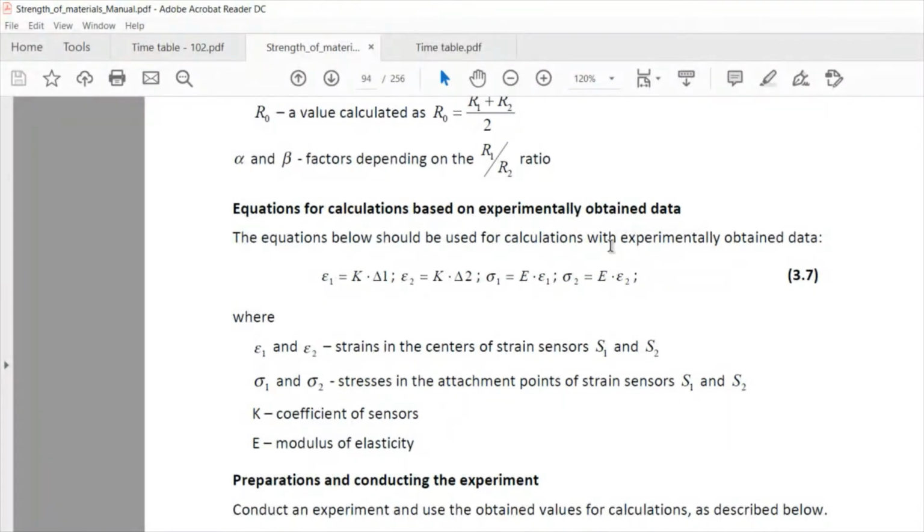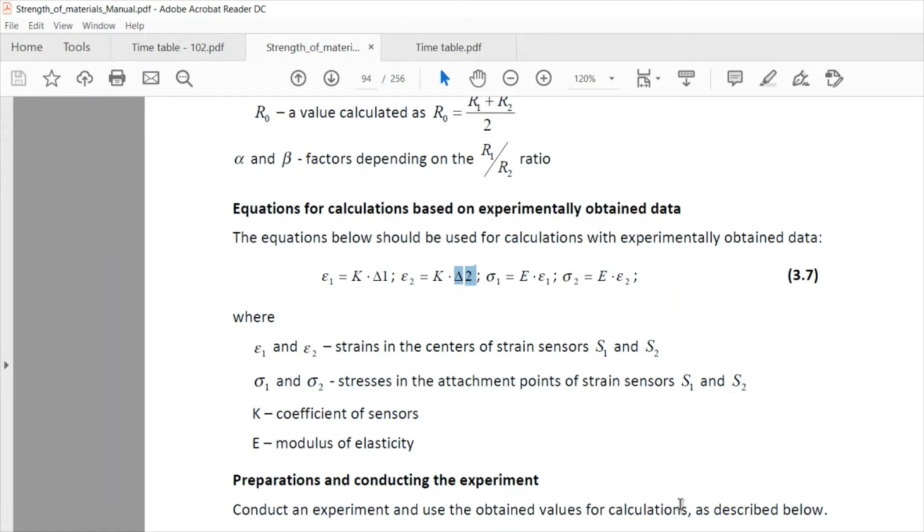Equations for calculation based on the obtained data. This will be based on the experiment or sensors. To find the strain at position 1, we multiply the coefficient of sensor by the change in length, delta L, delta 1. The second point strain will be the coefficient of sensor and delta 2. Based on that, we can find sigma 1, which is the modulus of elasticity multiplied by strain 1. For the second point, sigma 2 is the modulus of elasticity multiplied by strain number 2.